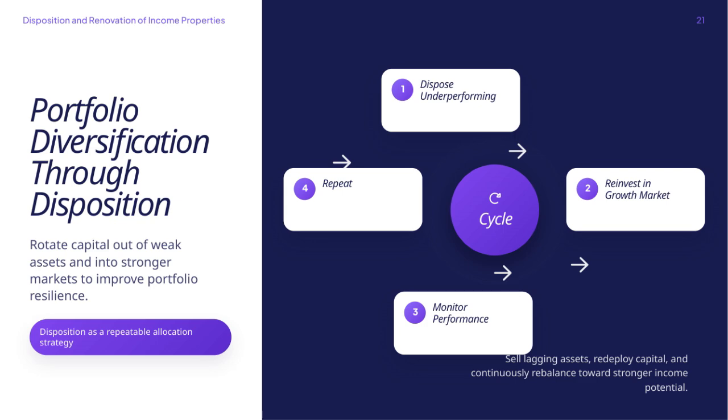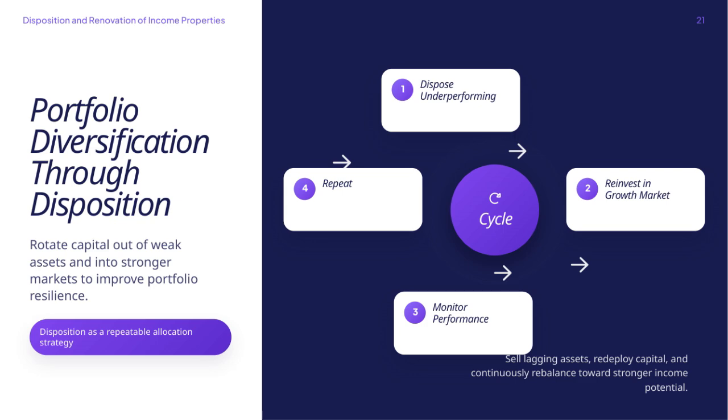First, you identify and dispose of underperforming assets. Then, you reinvest that capital into growth markets with better potential. After that, it's important to continuously monitor the performance of these investments to ensure they're meeting your goals. Finally, you repeat the cycle, selling lagging assets, redeploying capital, and rebalancing the portfolio towards stronger income potential. By consistently applying this approach, especially in the context of income properties, you can adapt to changing market conditions and enhance long-term returns.